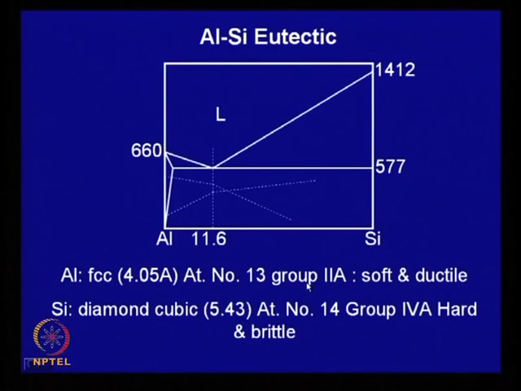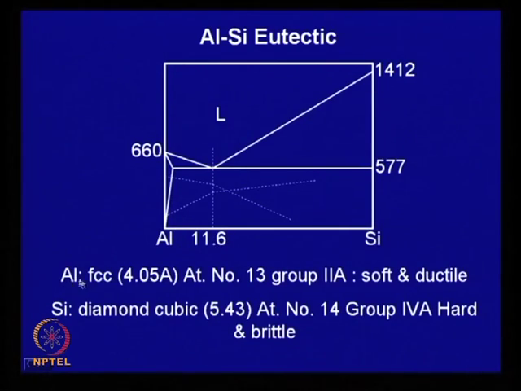Another common eutectic which is of commercial importance is aluminium silicon. Aluminium silicon is a good cast alloy, and many engine components are made of aluminium silicon eutectic. Look at this, not to scale, but the eutectic temperature is correct, 577. This is the melting point of silicon, this is the melting point of aluminium, and the eutectic composition is around 11% silicon. This 11% is a weight percent, atomic percent will be a little different.